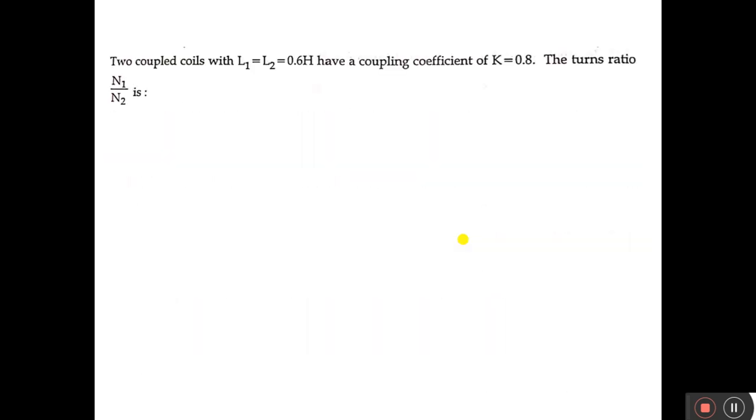Next question. Two coupled coils L1 equal to L2 equal to 0.6 have a coupling coefficient K equal to 0.8. The turns ratio N1 by N2 is option A 4, option B 2, option C 1, option D 0.5. This question was asked in the Teacher Recruitment Board in the year 2014, as well as in SSC. For the coupled circuits, the inductance value is given, the coupling coefficient is given, and they are asking the turns ratio.